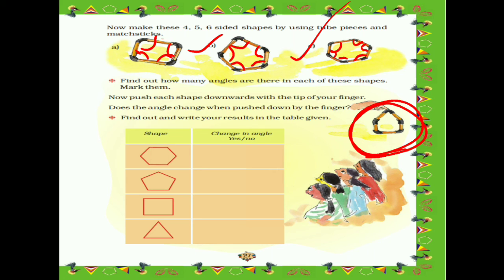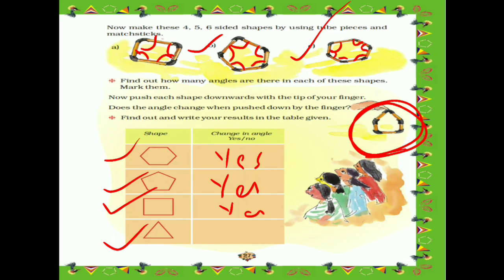Now let's see. First, this is a hexagon. Tell me, if you push the matchstick, will the angle change? The answer is yes. So here you have to write yes. Right? Similarly, in the pentagon, will the angle change? The answer is yes. So you have to again write yes. In this rectangle, the angle will change. So you have to write yes. And in the triangle, what happened? The angle will not change. So you have to write no.